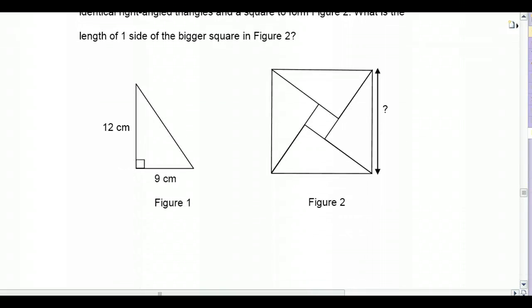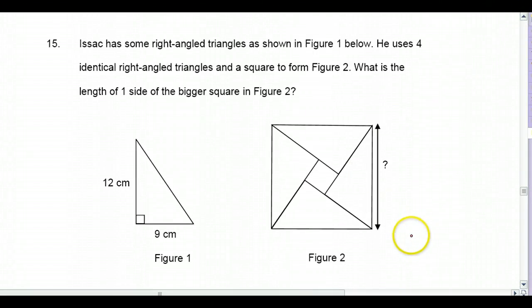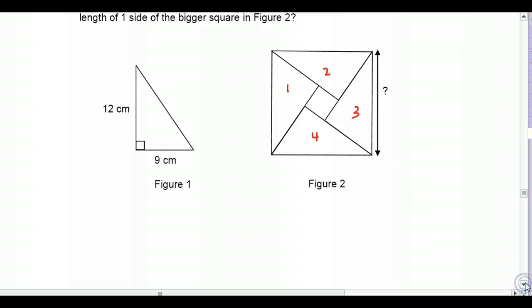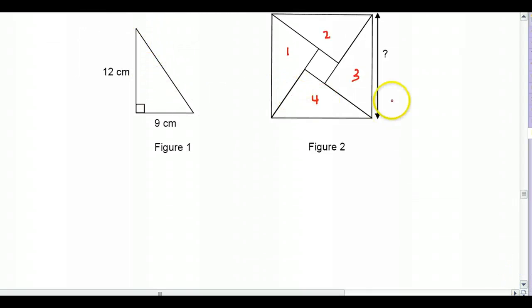Question 15. Isaac has some right angle triangles as shown in figure 1 below. So figure 1, you see the right angle triangles. He uses 4 identical right angle triangles to form figure 2. So you can see this is 1, 2, 3, 4 of this triangle. What is the length of one side of the bigger square? Alright, let's look at this. I want to find the length of one side. So first, to help us find the length of one side, I need to find the area of this triangle.